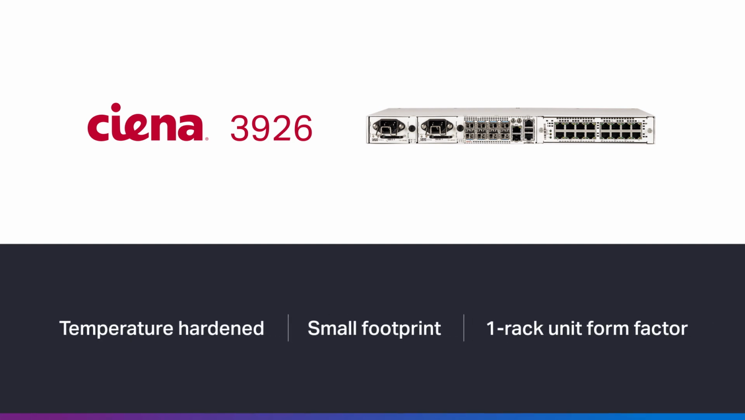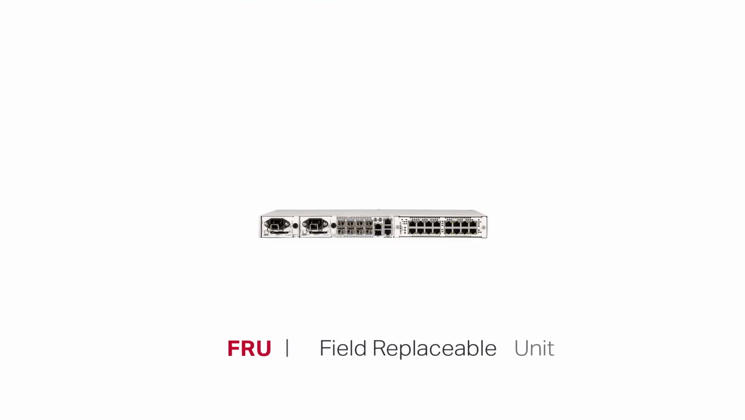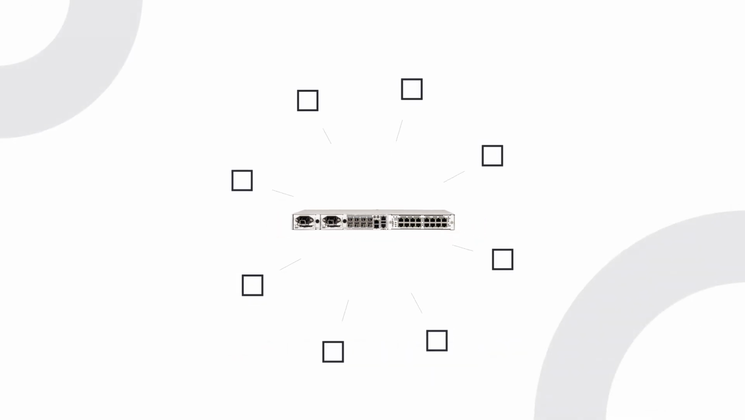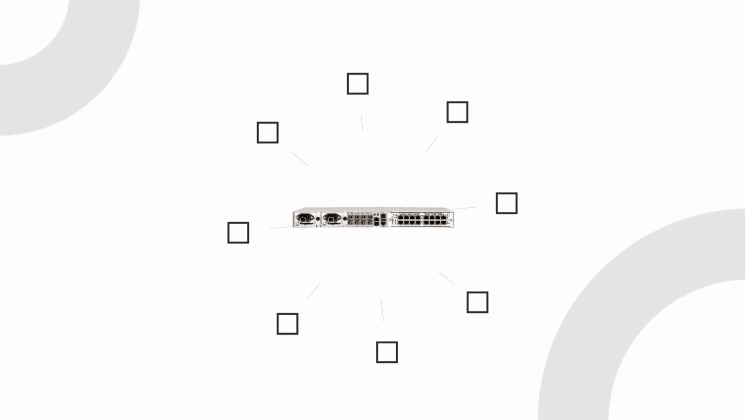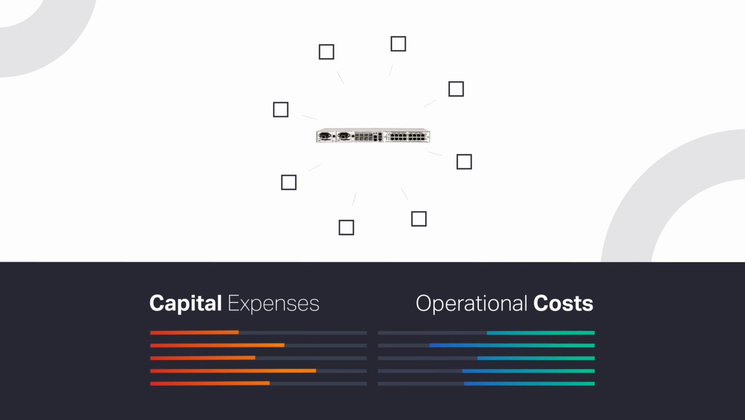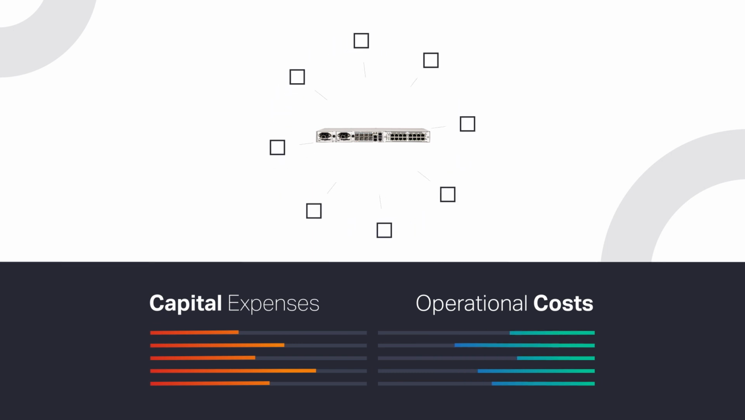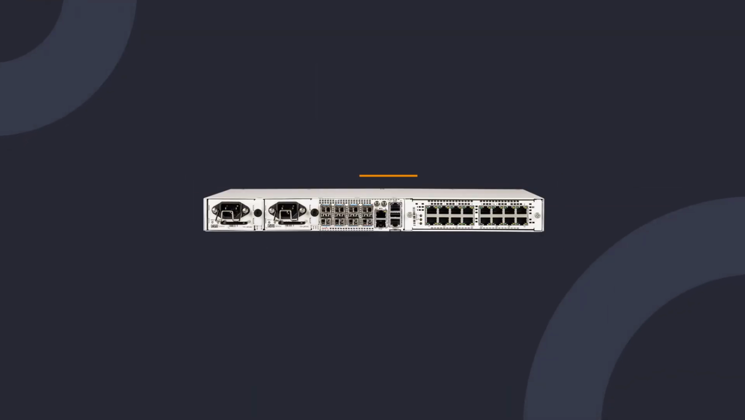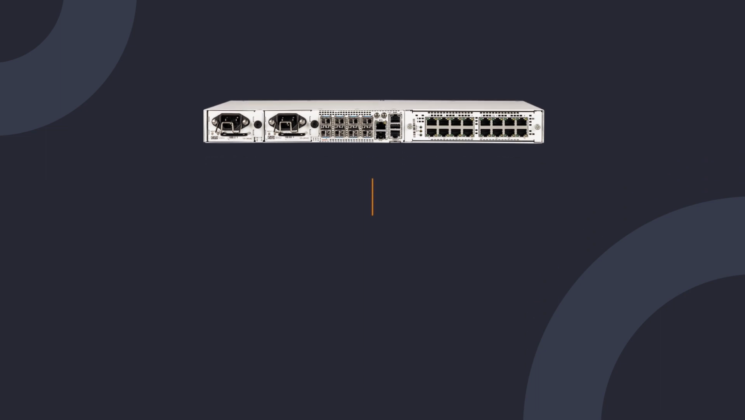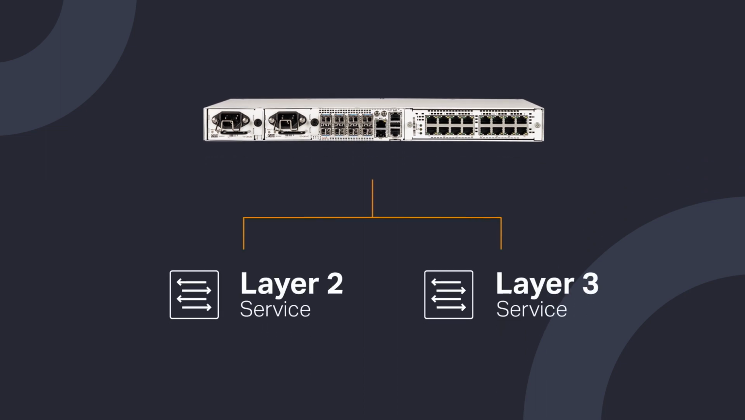form factor. The 3926 has a flexible field-replaceable unit that enables support for a wide range of services in a single platform, reducing capital expenses and operational costs. The 3926 is purpose-built to operate as an IP router to provide Layer 2 and Layer 3 services.